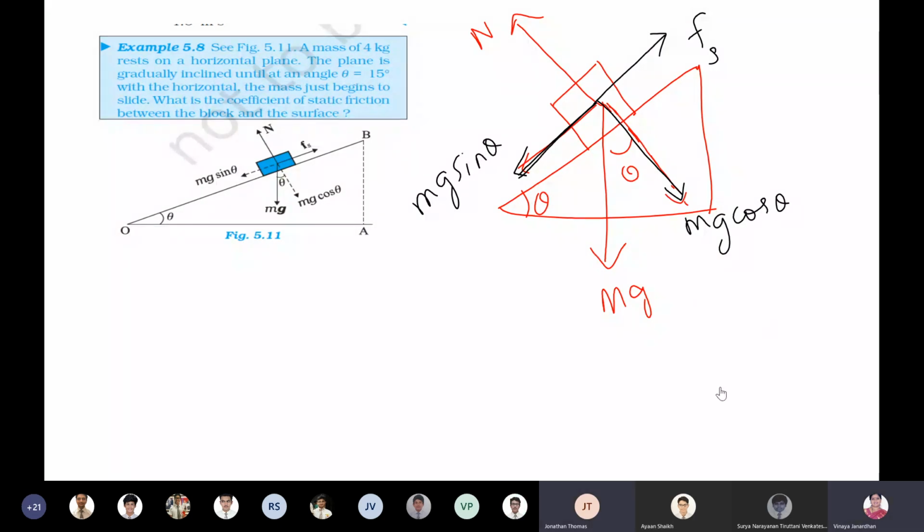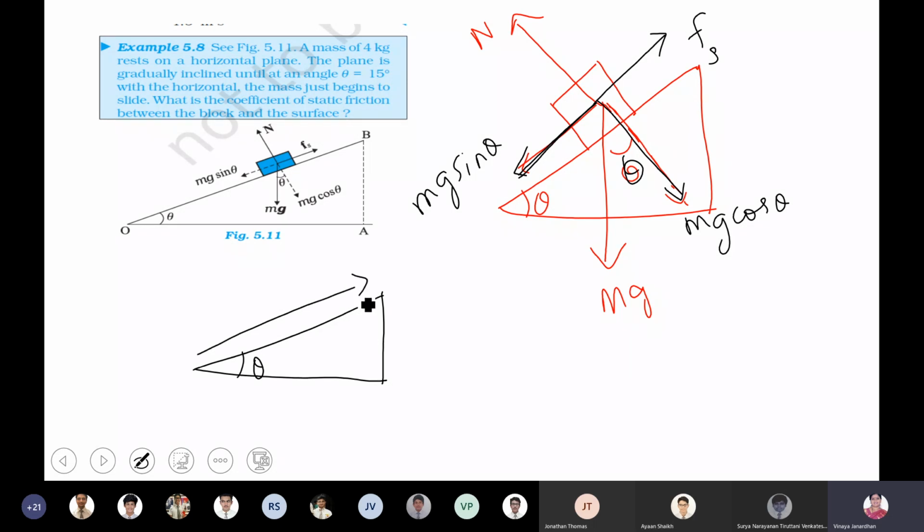Ma'am, for this inclined plane diagram, we usually resolve mg only. Yeah, we resolve mg. So this is how it is. And boys, sometimes what happens is, in the diagram, if this angle is theta, say this distance is given as 10 meter, this distance is given as 5 meter. Will I be able to find theta?